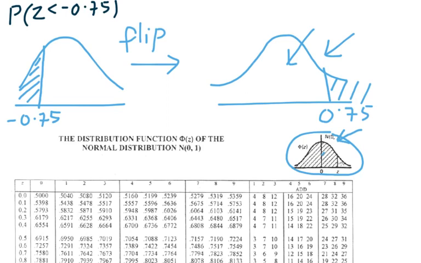Why are they the same? Because they are symmetrical distribution. Okay, so for this one, it's going to be 1 minus the probability of Z less than 0.75. So 1, no issue, 1. Minus the white area, which is less than 0.75.